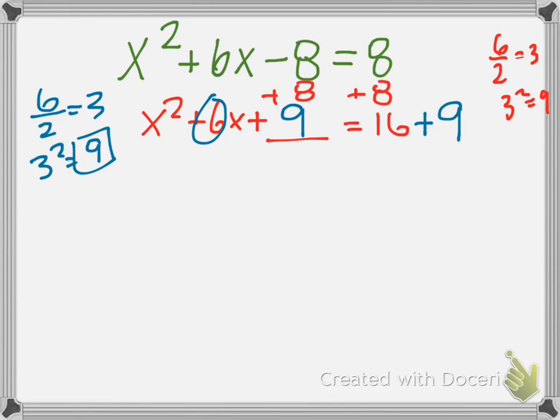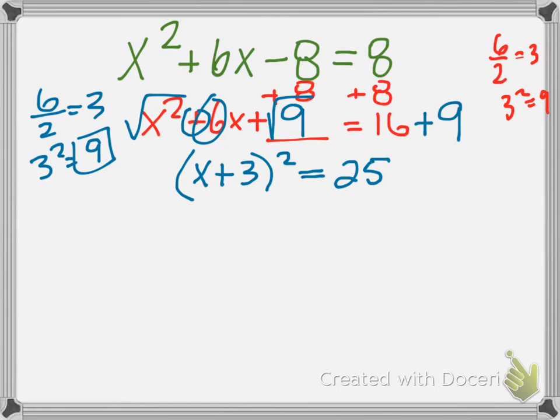So now, on the left, I have a perfect square trinomial. So I can write it like this. Take the square root of x squared, which gives me x. We copy the first operation, plus, and the square root of 9 is 3. So x plus 3 squared. And on the other side of the equal sign, 16 plus 9 is 25. Now, we need to solve. And how do I get rid of things that are squared? I do the opposite of a square, which is a square root. And if I take the square root of x plus 3 squared, I get x plus 3.